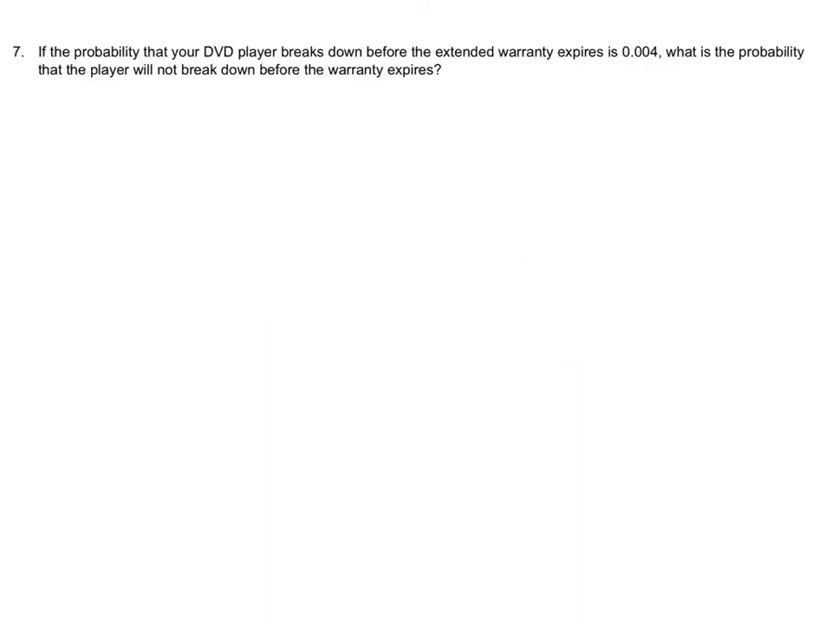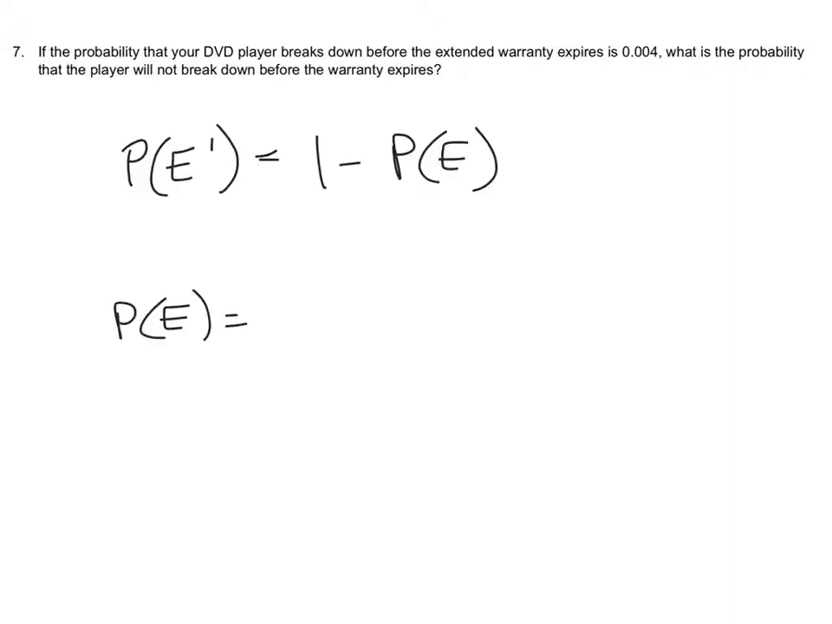Complements of events. If the probability that your DVD player breaks down before the extended warranty expires is 0.004, what is the probability that the player will not break down before the warranty expires? We'll use the complement formula for probabilities to solve this problem. Now, the complement is just the opposite of an event.